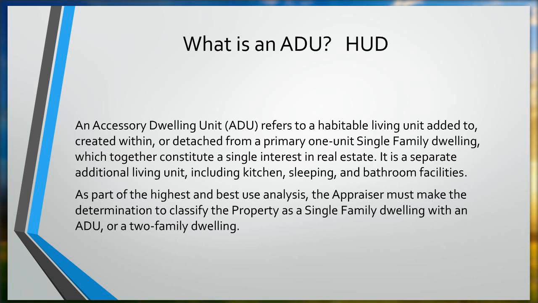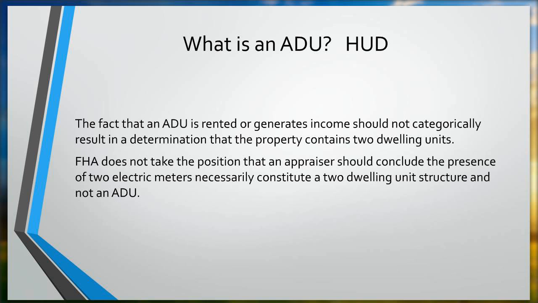HUD wants it in the site comments. That's where they want you to talk about the accessory dwelling unit, why a property is an accessory dwelling unit, and why it wouldn't be considered a two-family dwelling or a duplex, what the characteristics are of the accessory dwelling unit, making sure that you note that it has a separate kitchen, separate sleeping, and separate bathroom facilities. Make sure that you, for HUD, put that in the site comments. The fact that an accessory dwelling unit is rented or generates income doesn't automatically result in the determination that the property contains two dwelling units.